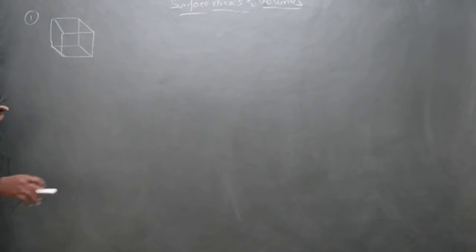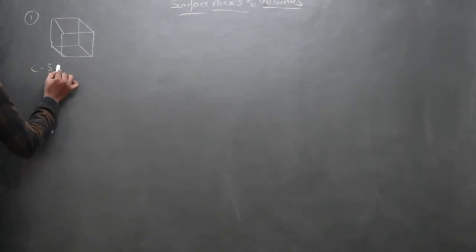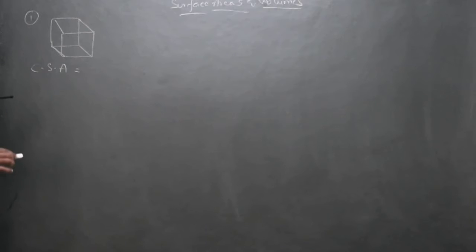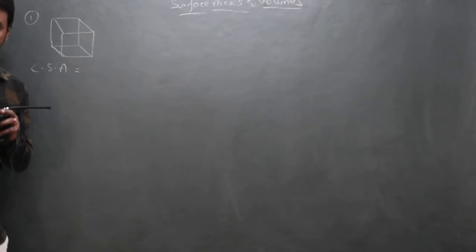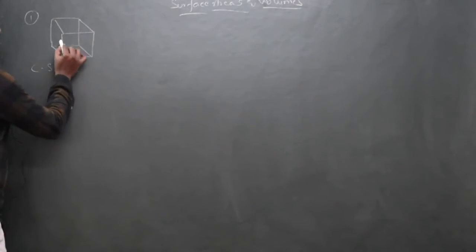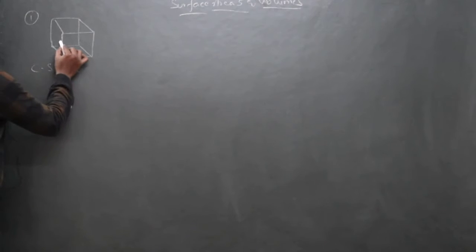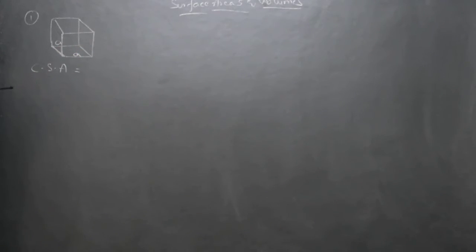So we have something called curved surface area or lateral surface area. So curved surface area or lateral surface area means we are talking about these 4 faces, front, 2 sides and 1 back side. Okay. Now you know when we are talking about a cube, the edge length is A, right? So edge length is A means all sides are A.